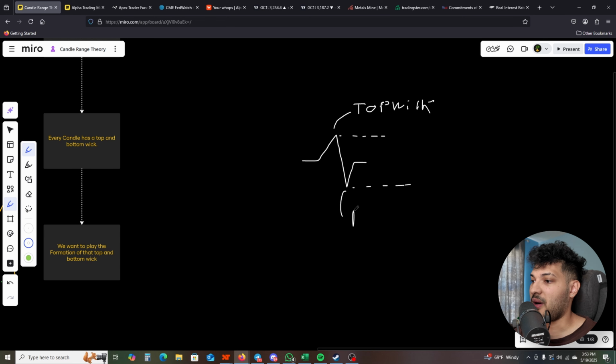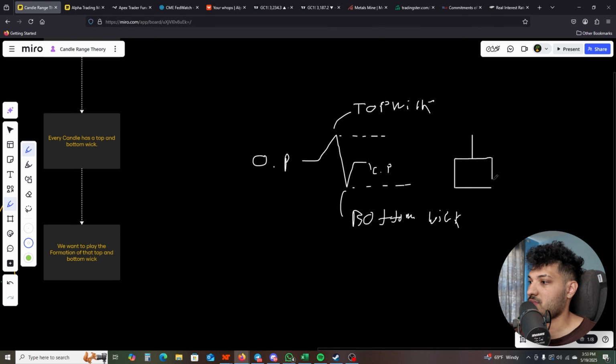and this being our bottom wick, and then this being our opening price level, we're going to label that OP, and then we're going to label this our closing price level, right here, CP. This candle will look like this. It'll open up, make a top wick like this, a bottom wick like this somewhere, and then it'll close at some price right here.